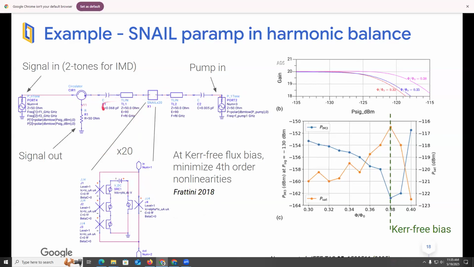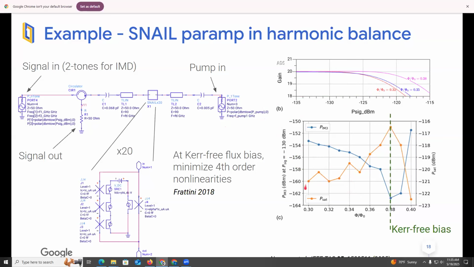You can do the simulation, tune the gain at each flux bias to say 20 dB. Tune the pump frequency and amplitude so that you get 20 dB gain. And then you can look at two things. You can look at what is the saturation power at that flux bias point, and you can look at what are the intermodulation products at that point that will tell you about the nonlinearity.